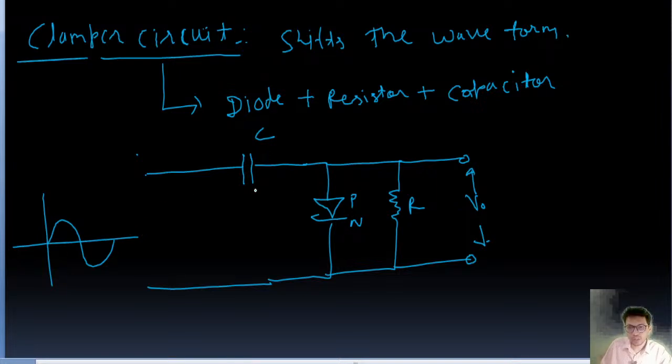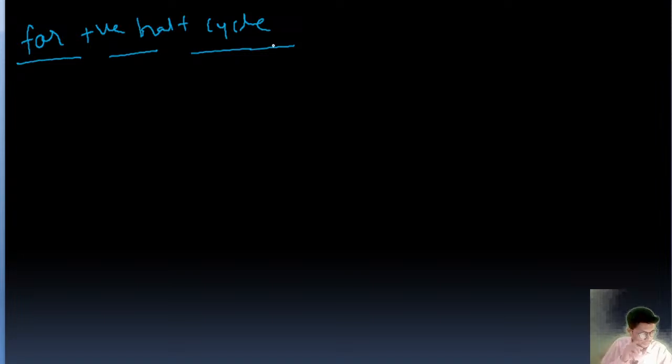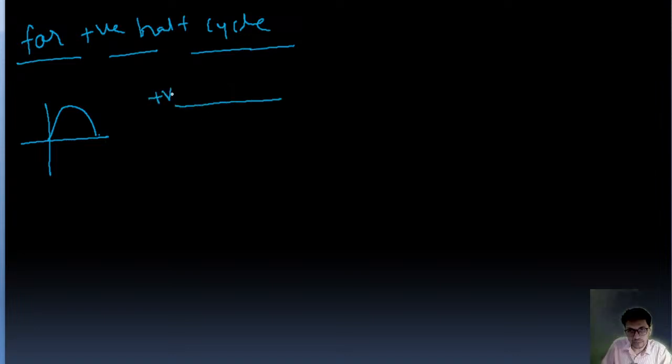So first we are going to give the plus half cycle to this input, as we have done in papers. For the plus half cycle, this one is the plus half cycle. This figure is going to be like this. We are giving plus Vm, input voltage plus Vm.